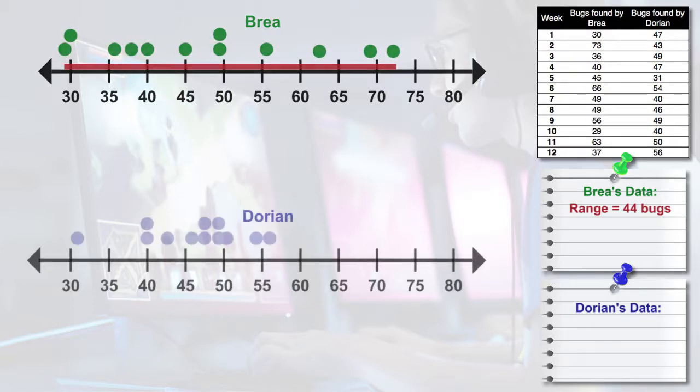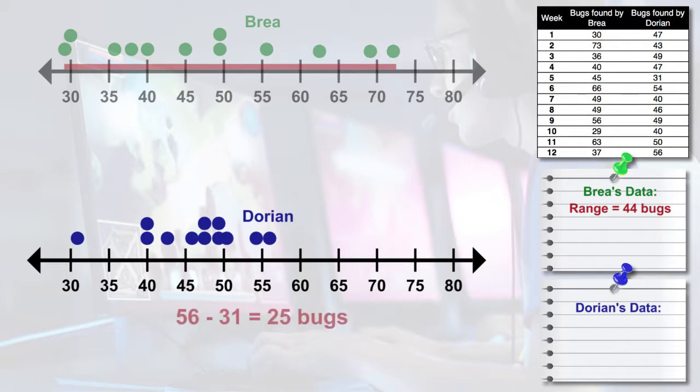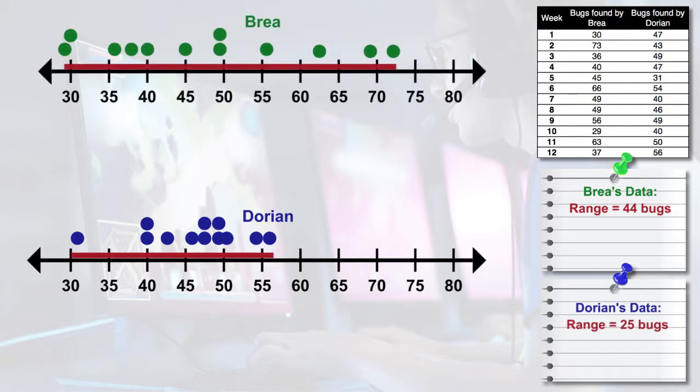Next, let's look at Dorian's data. Dorian's range of data is 56 subtract 31, which equals 25. Looking at both line plots, we can see the spread of data for both employees. Looking at the number of bugs Bria found on a line plot, we can conclude that her data is more spread out. She does not consistently find the same amount of bugs each week. His data is closer together. His ability to find bugs seems to be more consistent.